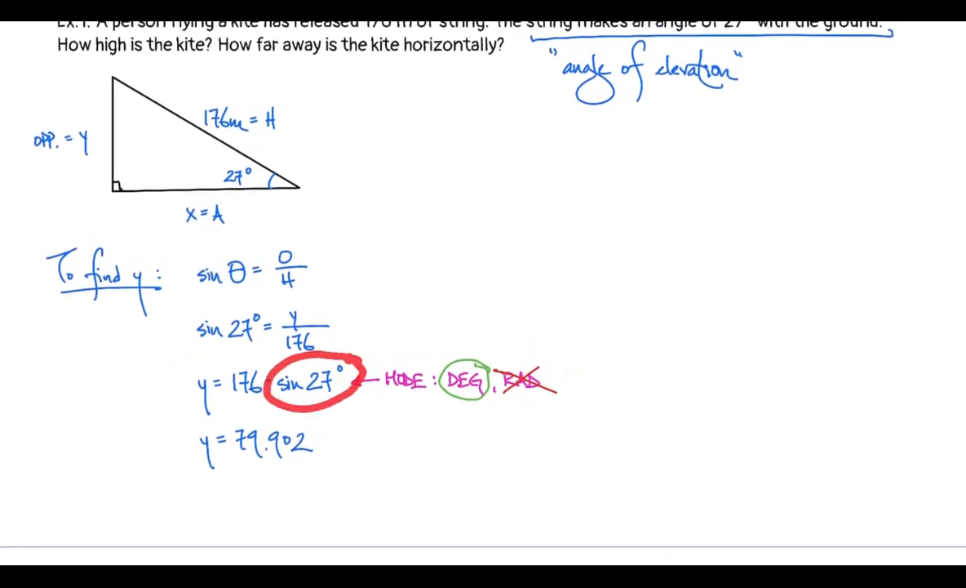Let's say that instead of sine 27, in your question, it said sine of 30. And you had no calculator. Sine of 30 degrees is a value from your unit circle. So whatever value that is on your unit circle, you could go ahead and plug that in here. And then you could multiply out whatever you need. Okay, so if you don't have access to a calculator, it's likely that it's not going to be a weird value like sine of 27, but maybe something like sine of 30 or sine of 45 or sine of 60. Okay.